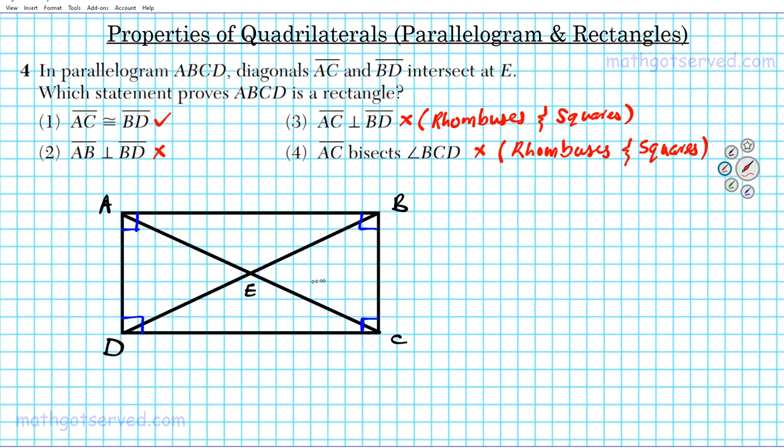So there you have it. The only option that proves that this is a rectangle is option 1, because for all rectangles, the diagonals are always congruent. So AC is congruent to BD. So the answer to question number 4 is option number 1.